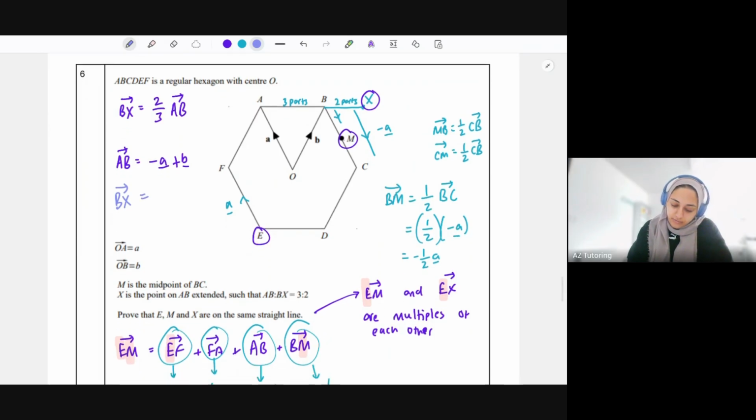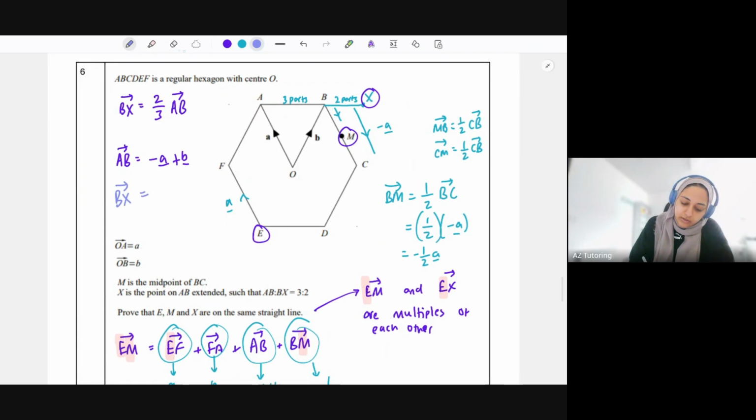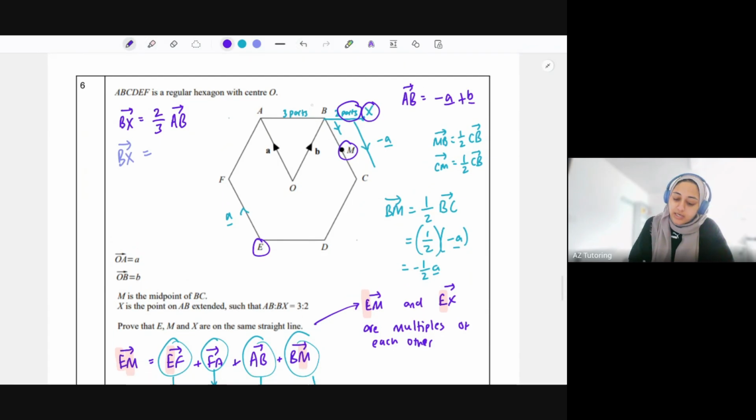Did we write it somewhere? Yep, we've said it here. Let me move this to the side up here. We've already said BX is 2/3 of AB, so that's over here. So just to reiterate, it's 2/3 of AB because it's two parts out of the three parts that we know for AB. So 2/3 of AB, we know what AB is here, minus A plus B.